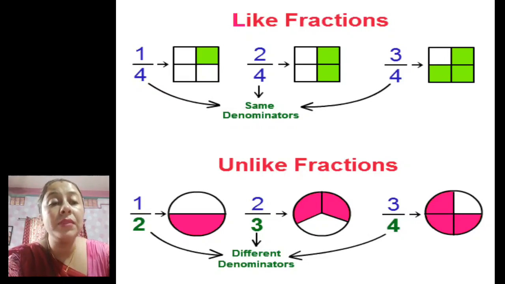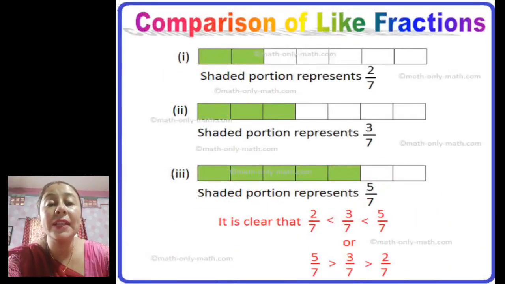The fractions which have different denominators are known as unlike fractions. For example, 1 by 2, 2 by 3, 3 by 4, these are all fractions with different denominators. Here you can see the first has denominator 2, the second 3 and the third 4. So these are all unlike fractions because they don't have the same denominator.